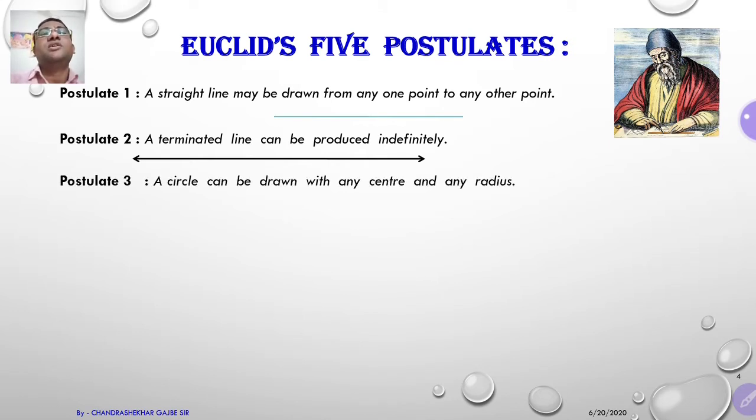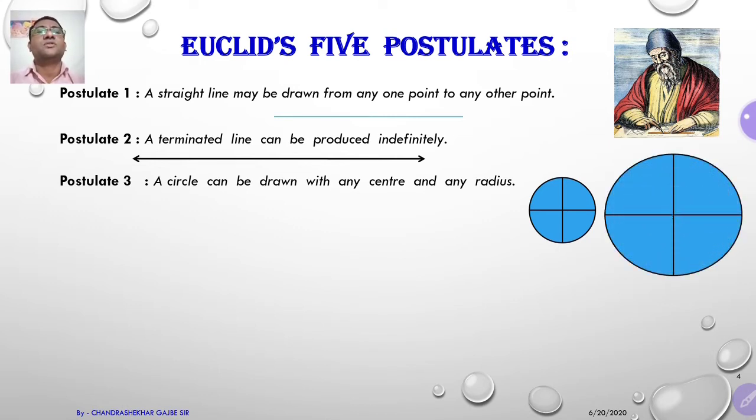Next postulate, the third postulate: a circle can be drawn with any center and any radius. That has a simple meaning. We can draw many circles with different radii and different centers. You can check the example for that. You can draw this first circle with a smaller radius, and again we can draw a second circle with a larger radius and with different centers. That's why there is a third postulate: we can draw any circle with different radii and different centers.